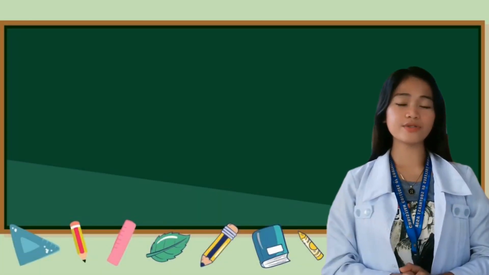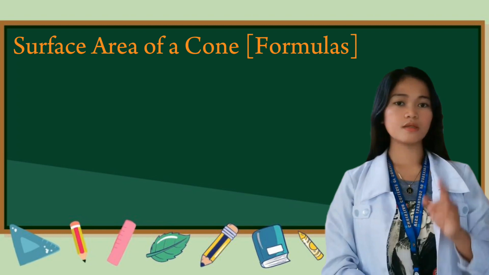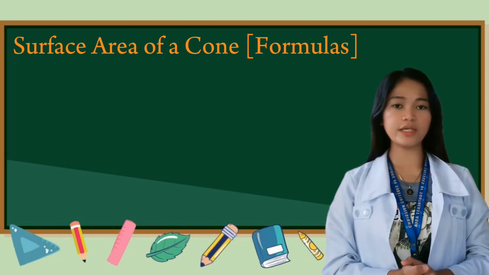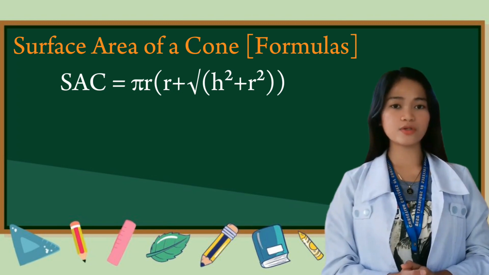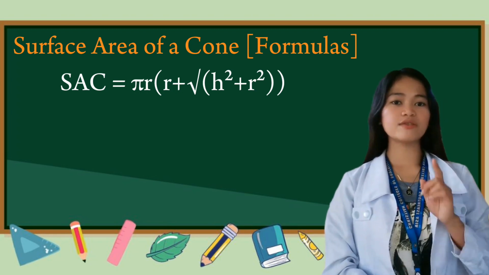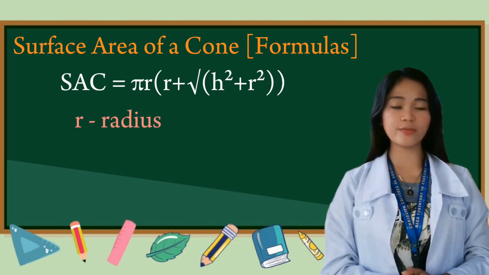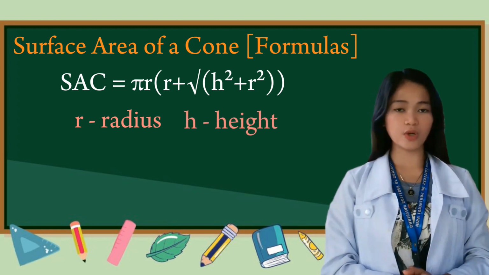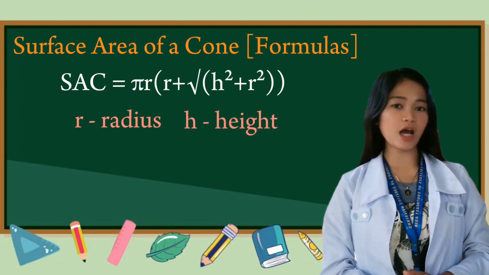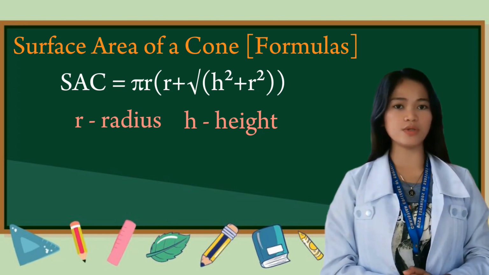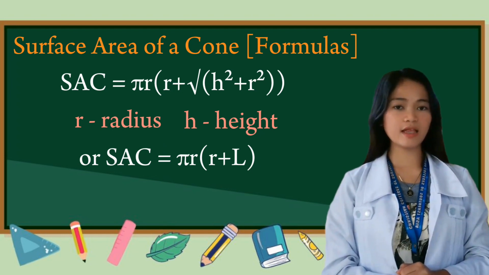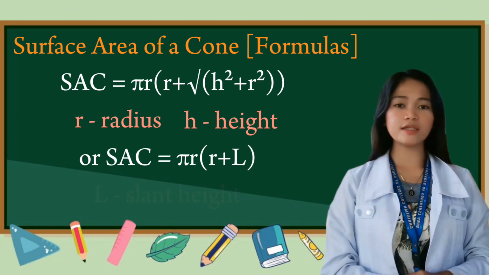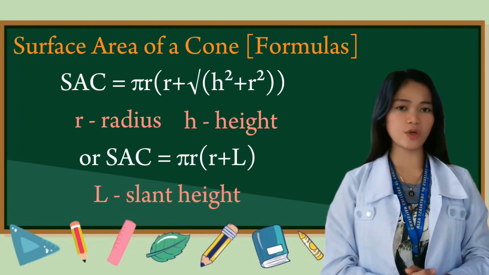Let us talk about the surface area of a cone. The formula of the surface area of a cone is pi r open parenthesis r plus the square root of h squared plus r squared close parenthesis, wherein r is the radius of the circular base and h is the height of the cone. And there is another formula to get the surface area of a cone, which is pi r open parenthesis r plus L close parenthesis, wherein L is the slant height of the cone.